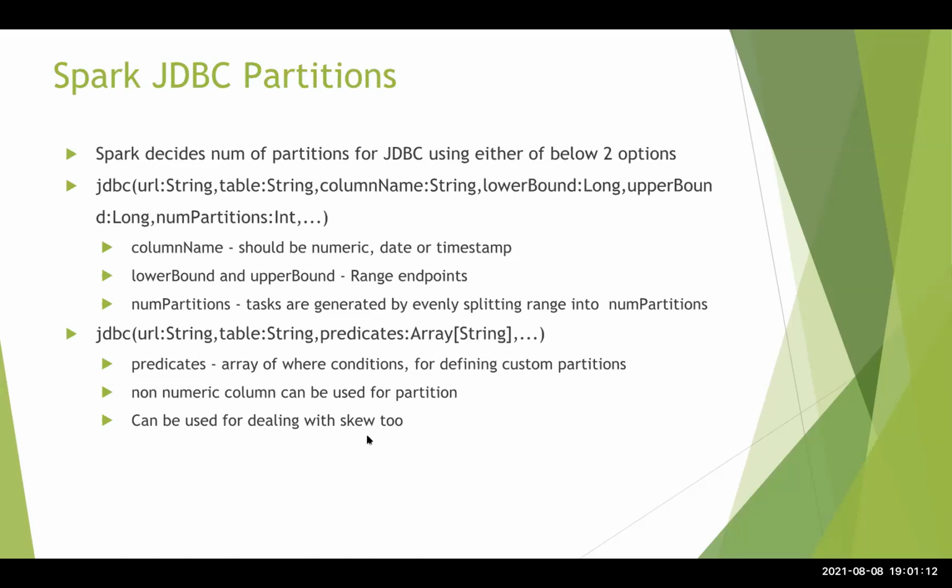Skew is basically, let's say I'm talking about city names. City is my key, and the table has a larger number of records for Bangalore and Delhi, and very few records for, let's say, Jaipur. So this becomes a skew. If you're partitioning on the city names, then the partition for Jaipur will have very few records, whereas the partitions for metro cities will have many more records. So to handle such scenarios, you can use this syntax to connect from JDBC.